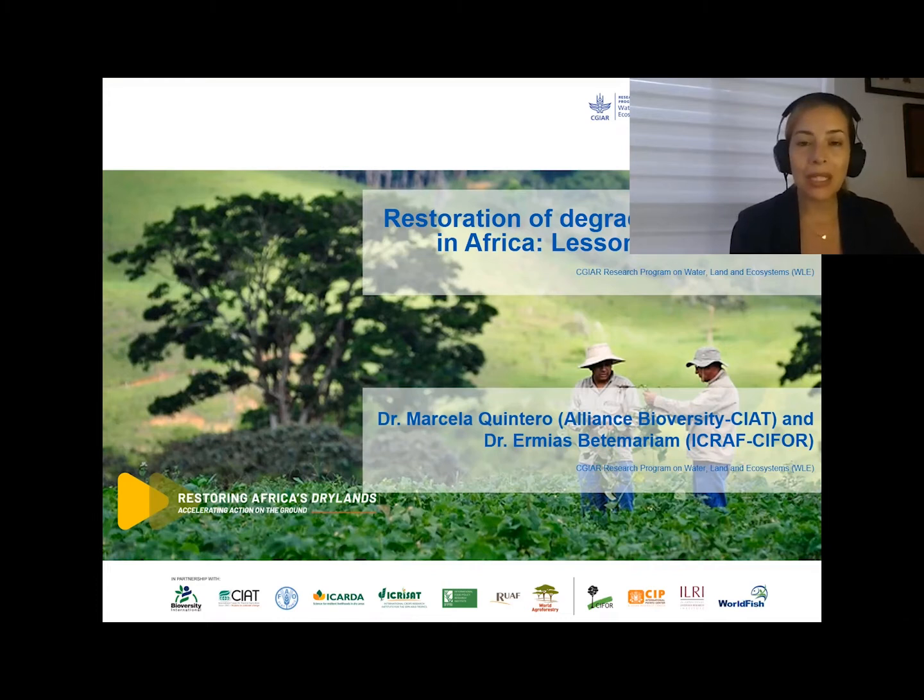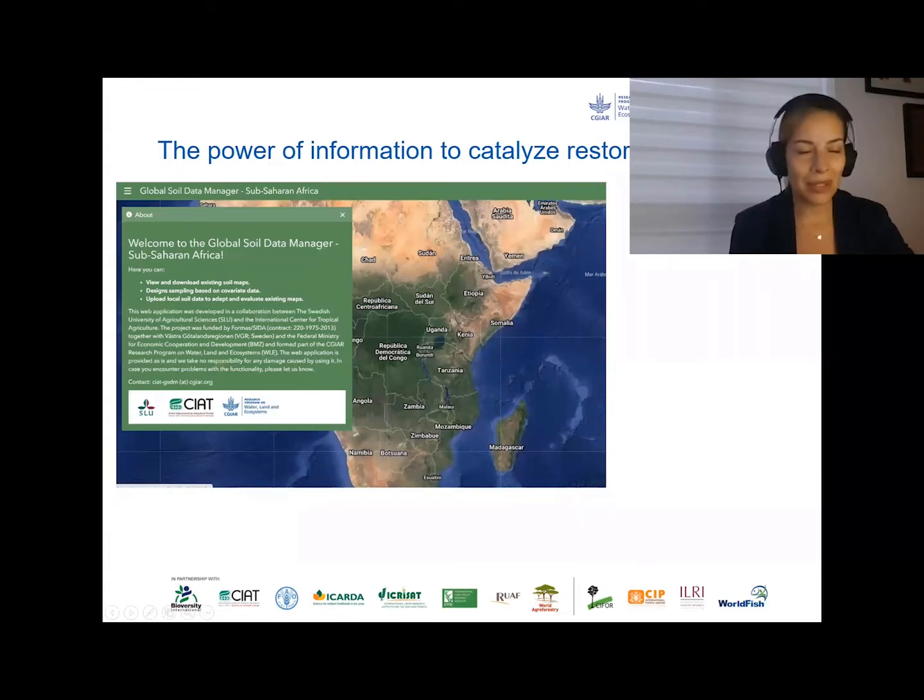Both of us have been involved in the CGIAR program on water, land, and ecosystems over the past years, and we have been collaborating under the flagship on restoring degraded lands. So today we would like to share some of the lessons that we got from the work that we have conducted together with our partners on this program. First of all, we want to share 6 main lessons, and I think they are key for the work ahead and the challenges ahead that we have in restoration in Africa.